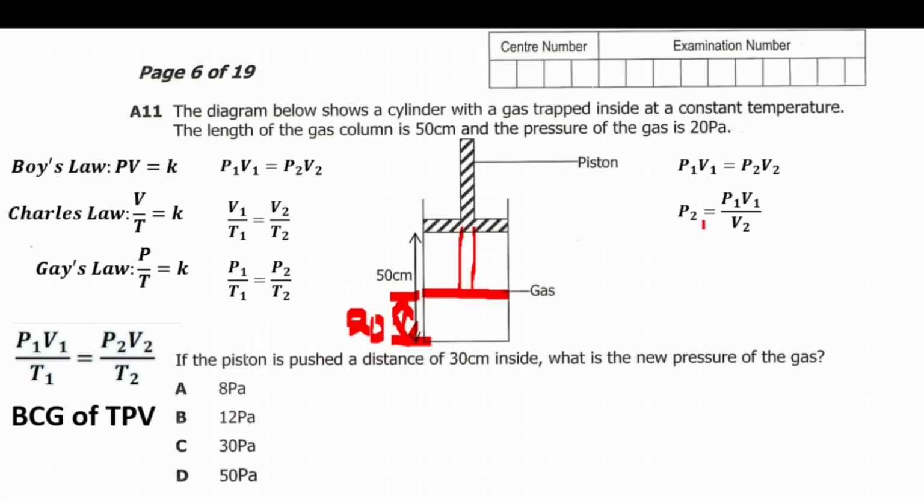So now we are going to substitute in our equation, where we say P2 is equal to our pressure here, 20, times 50, which is our V1, over V2, which will be 20. Then when we evaluate this, we get 50. All right. So our answer is D.